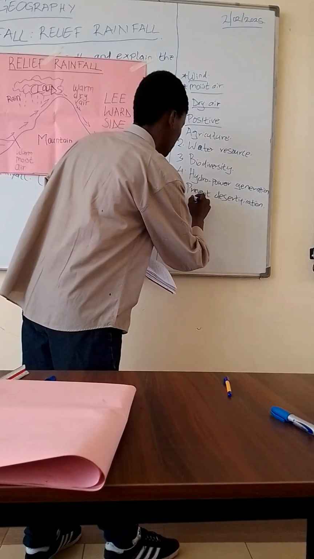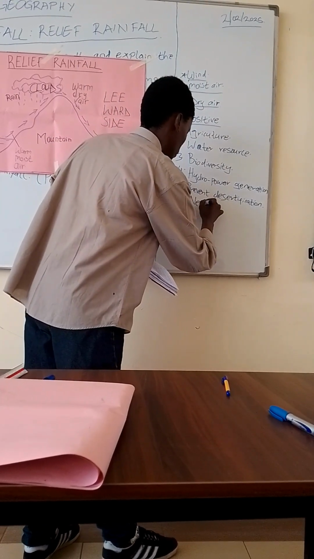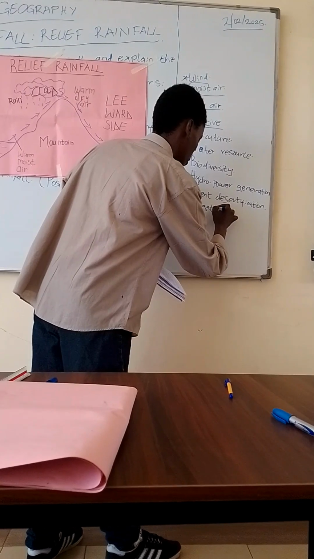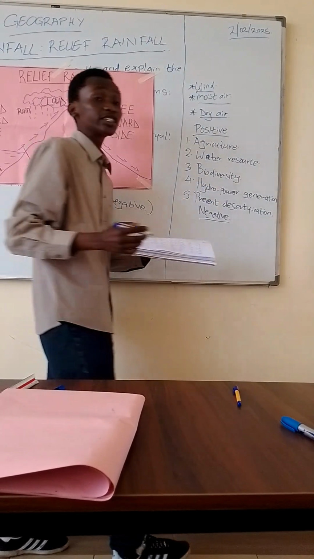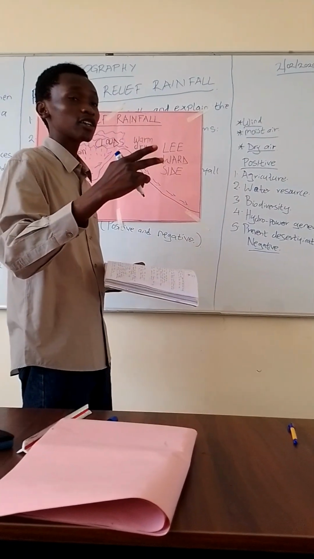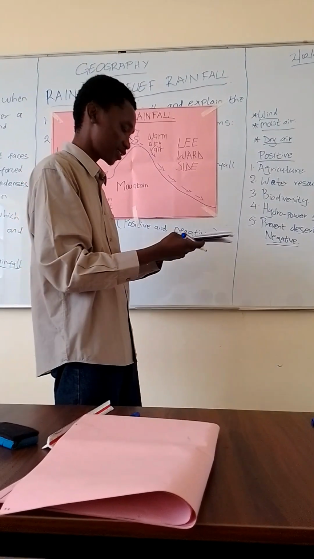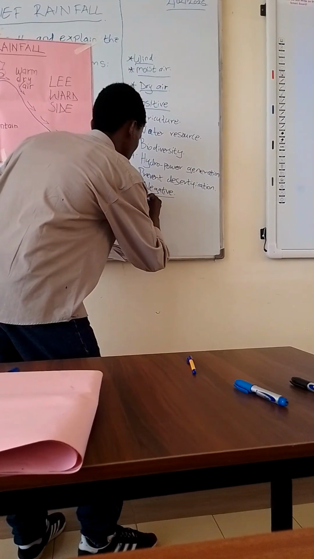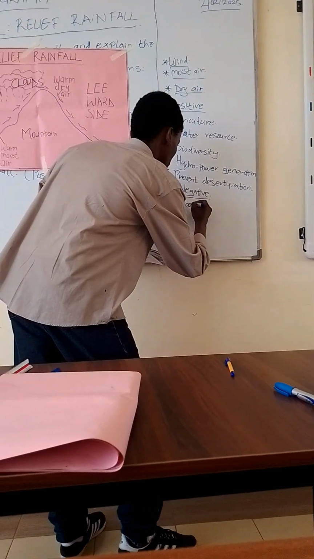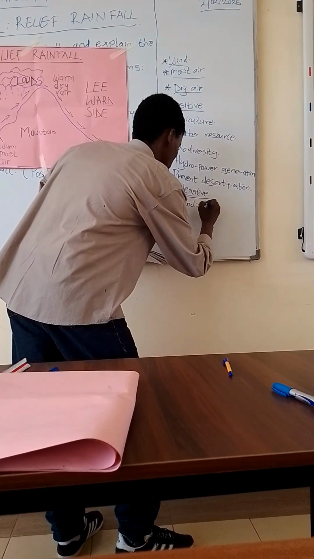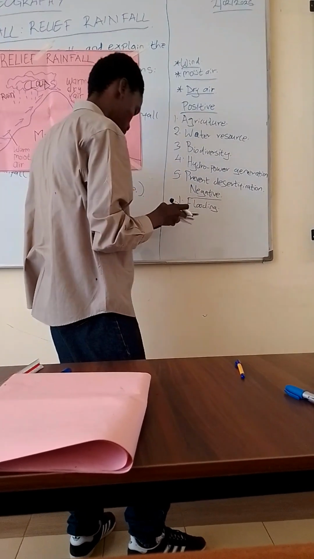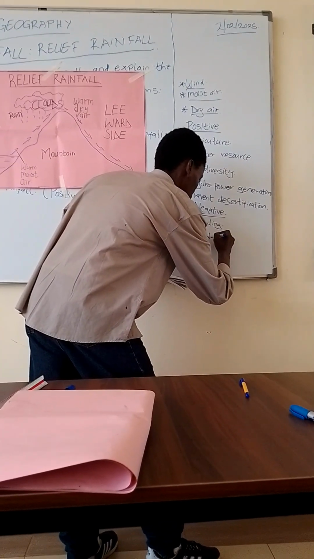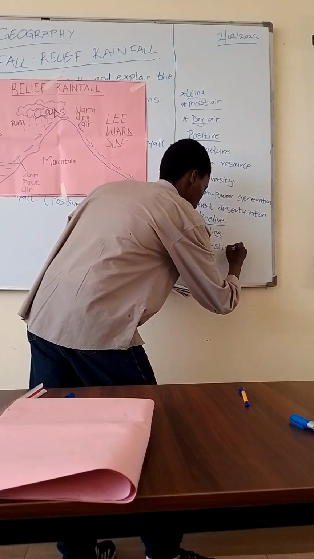So, on negative, I will give you only two, so the other you will have to go and research. Is it, class? Okay. So one is flooding. Number two, landslides.